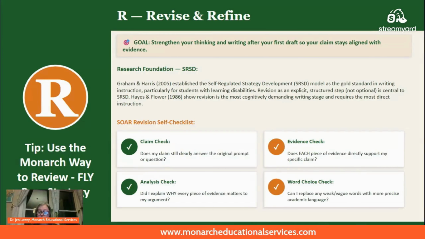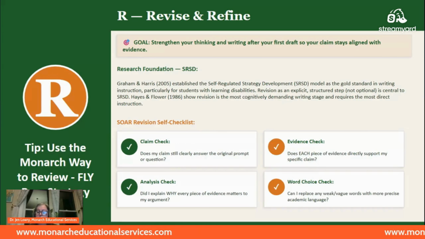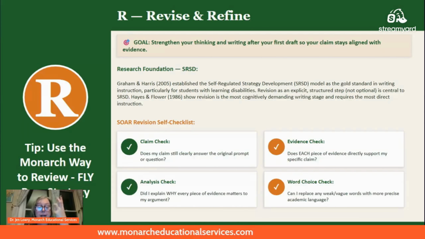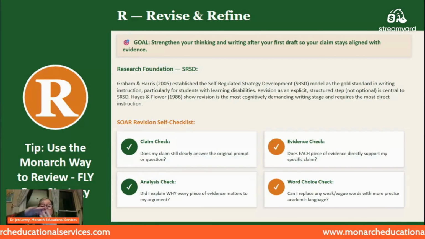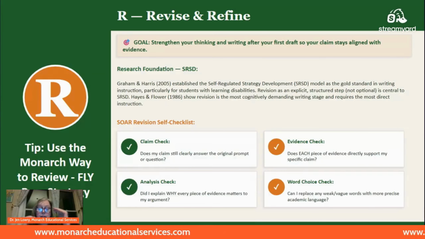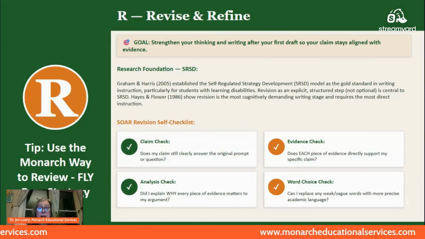So I just want to make sure that you see some of these revision checklist pieces. Now, when students start asking themselves some of these types of questions, now this is a claims check, an evidence check, an analysis check, a word choice check. Now you can see that that follows along with the SOAR framework. And I have given you questions here. Our whole curriculum is based around this claim, evidence, analysis, and word choice check.